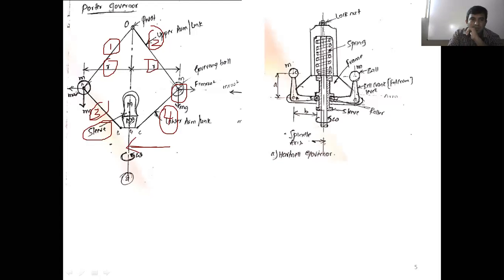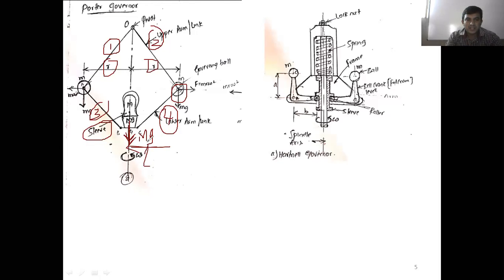Due to this sleeve, what happens? Due to the mass of the sleeve, the weight of the sleeve acts vertically downward. That weight is called m into g. Okay. Now this is the construction of the Porter governor. Now how does it work?